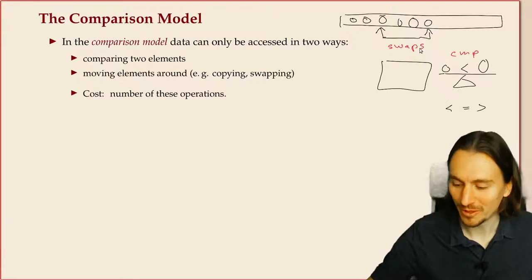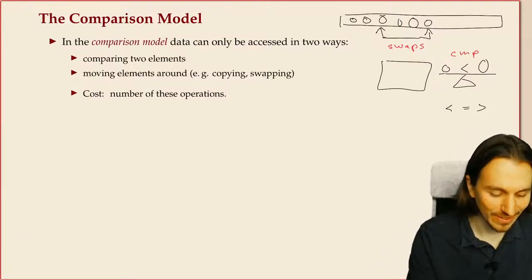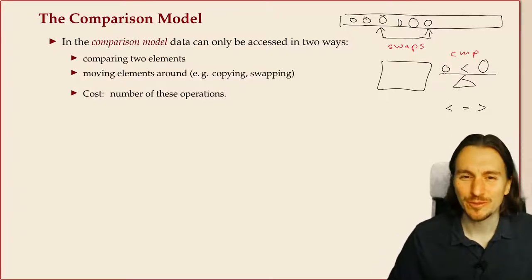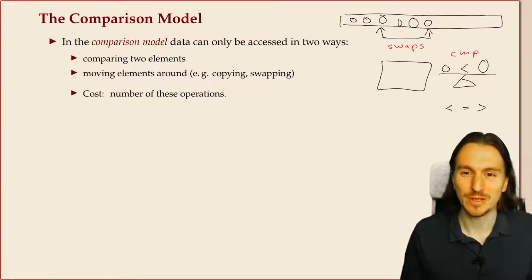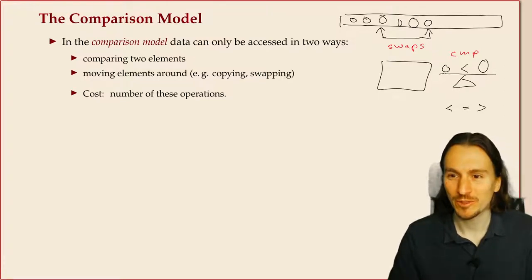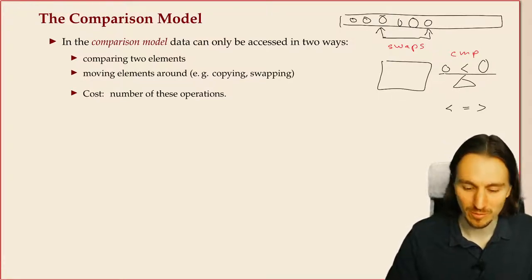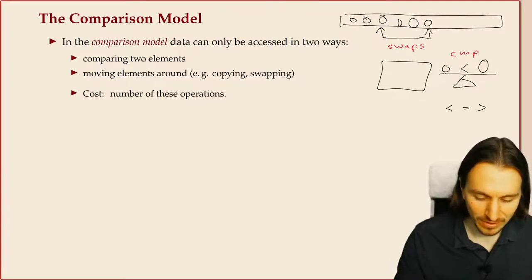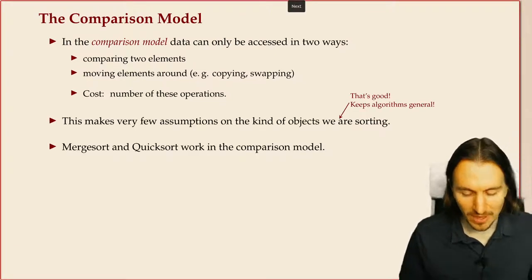It's a very simple model of computation. As I said, it's overly restrictive. You wouldn't be able to do much beyond sorting with it, a few other related problems. But that's not the point. The point is to have a simple model that captures the essence of the sorting problem and then prove lower bounds. So let's continue with this.